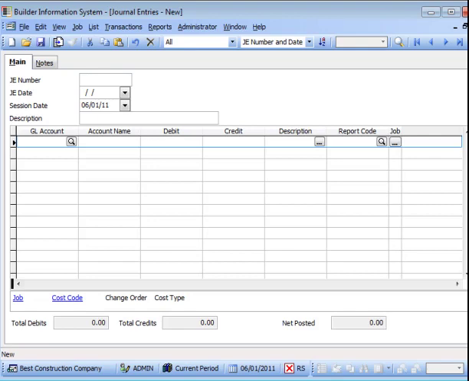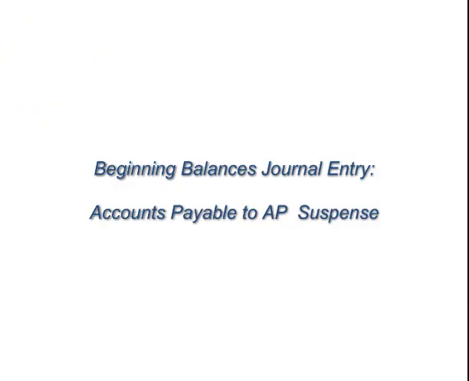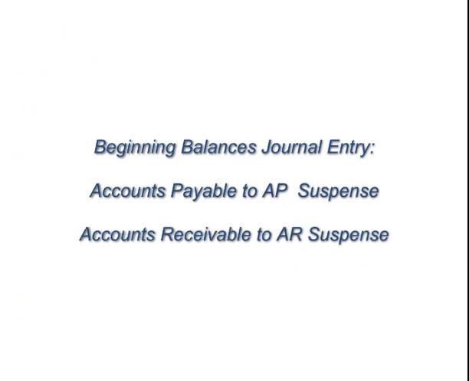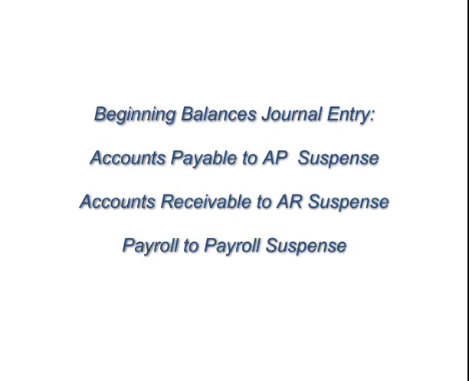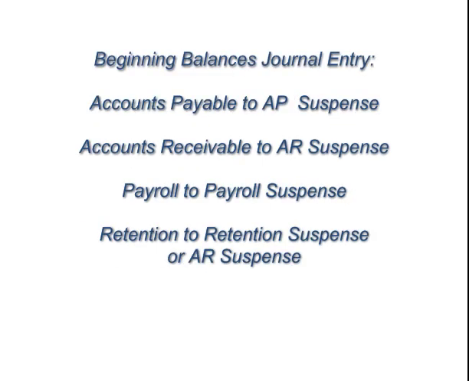The exceptions are: accounts payable will be posted to the accounts payable suspense account, accounts receivable will be posted to the accounts receivable or contract receivable suspense account, payroll will be posted to the payroll suspense account, retention will be posted to the retention or retainage suspense account, or may be posted to the accounts receivable suspense account.